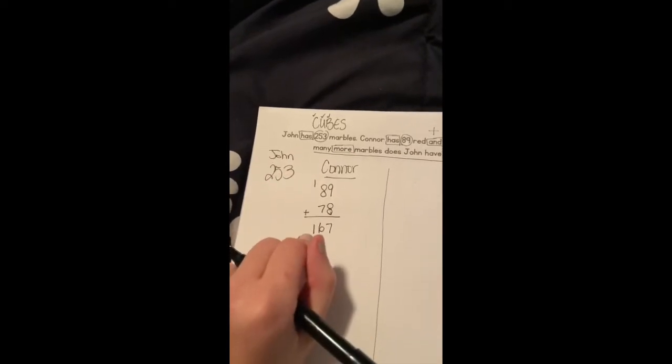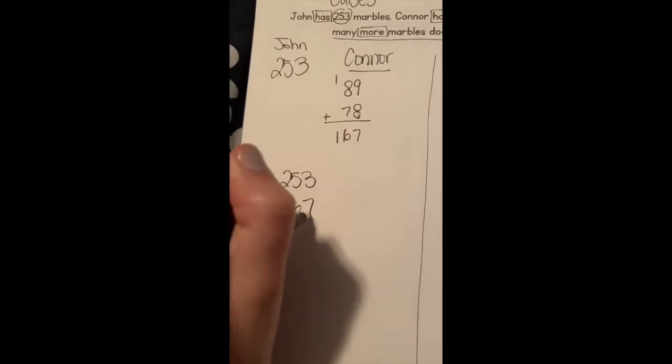I don't want to know that though. That's not my question. My question is how many more does John have than Connor? So John has 253, but Connor only has 167. So what operation do I need to do in order to find out how many more are here than here? I need to subtract. So I'm going to do 253 minus 167.